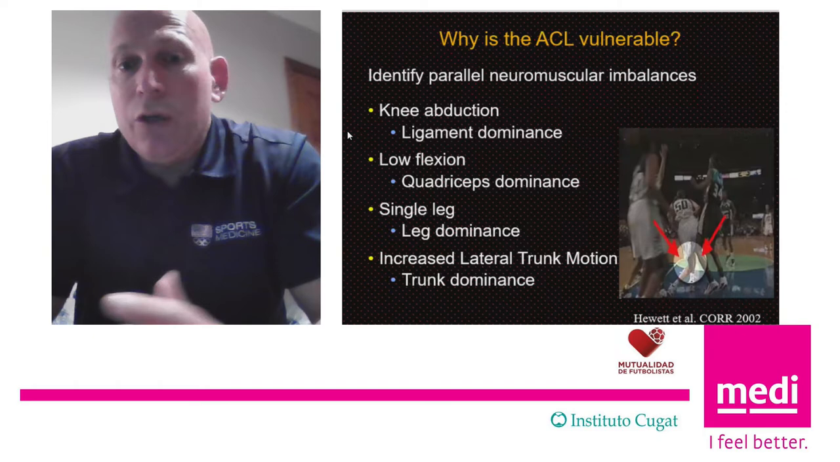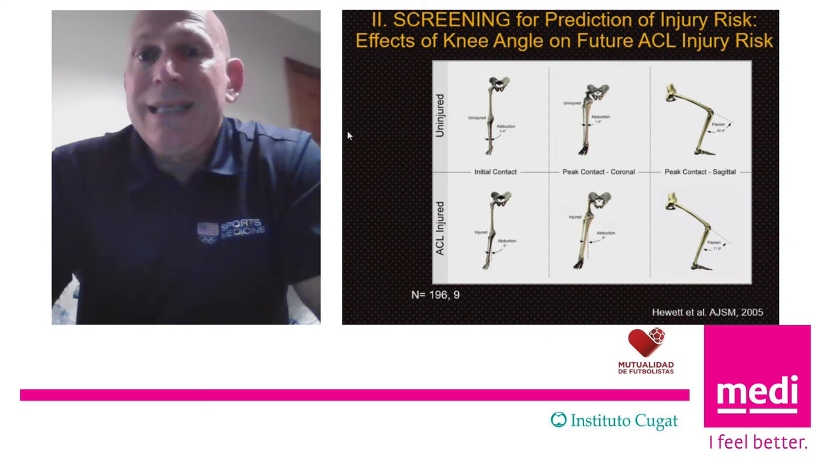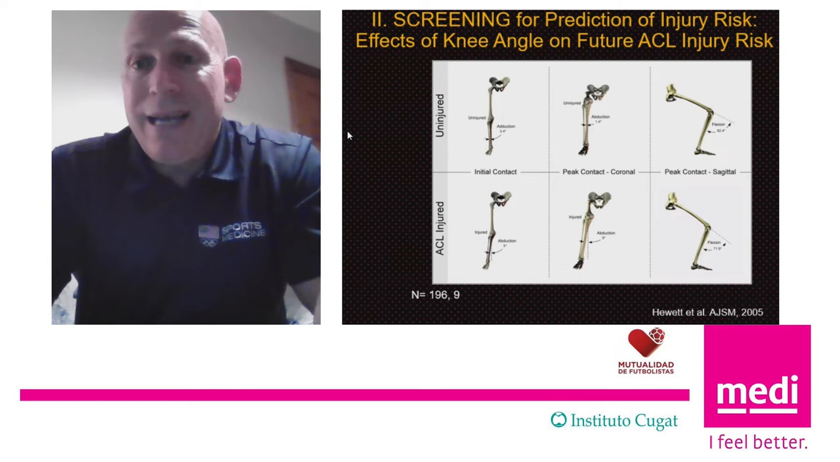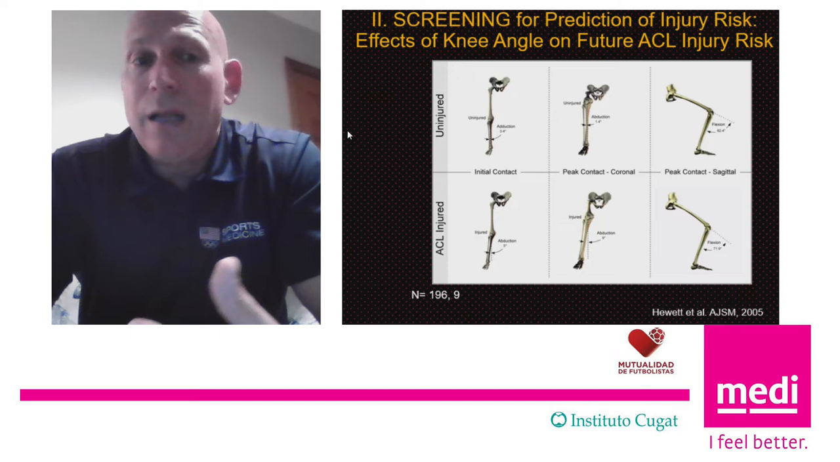So what we've done in our prospective cohort studies is we've shown that we can actually predict the risk of injury in young female athletes. We test them biomechanically in the lab, track them out over their season, and show that those that go on to an ACL injury have about 8 to 9 degrees more valgus, or more knee abduction, and about 10 degrees less flexion. Again, a multi-planar predictive algorithm.